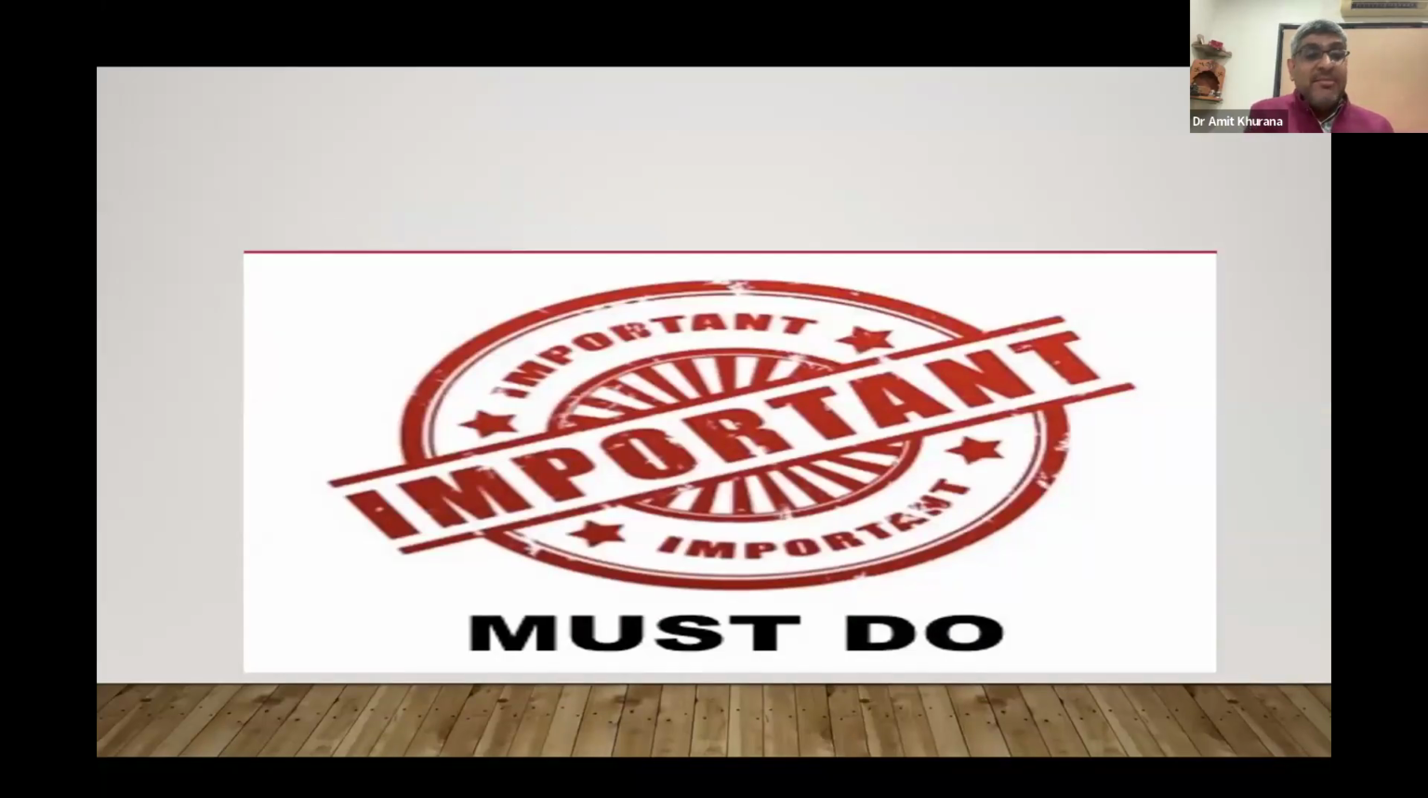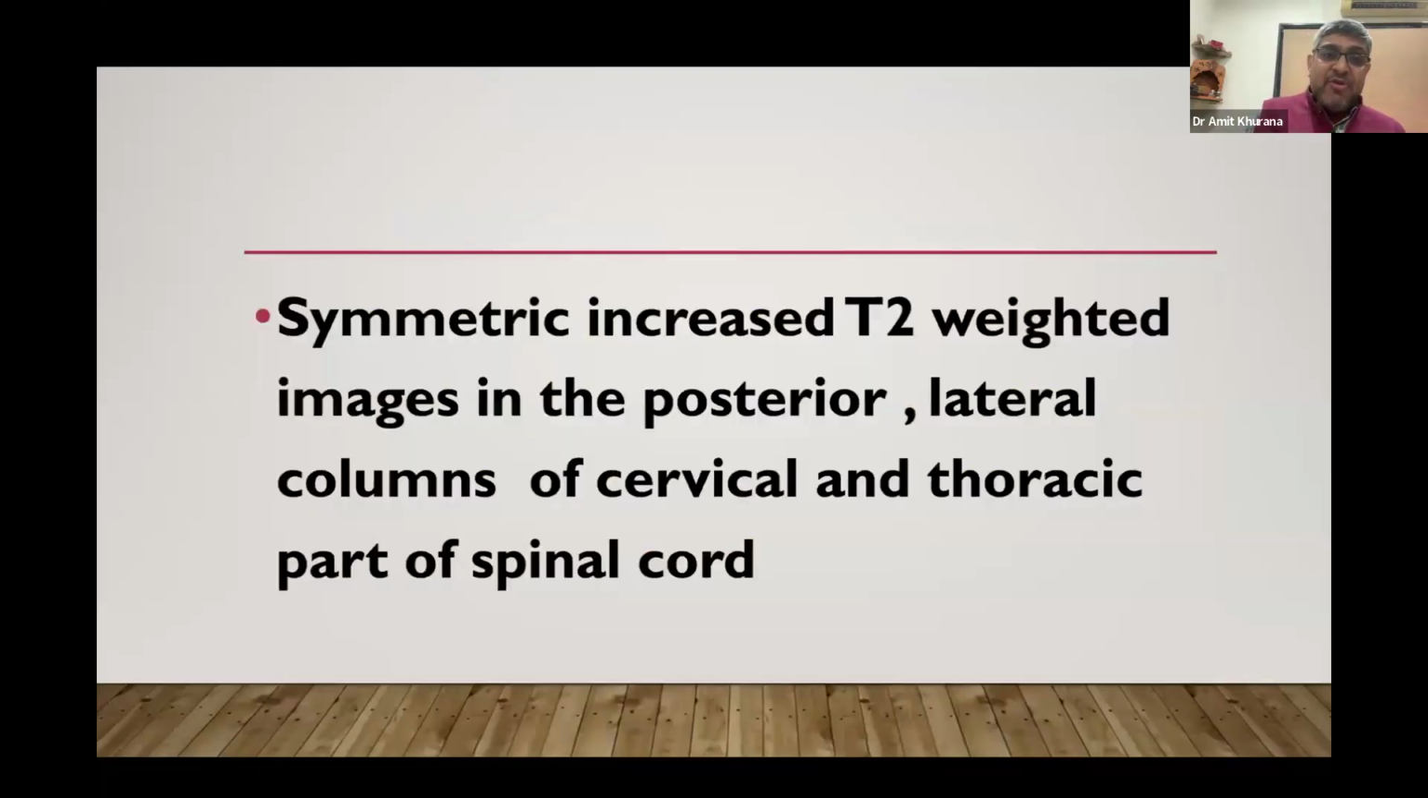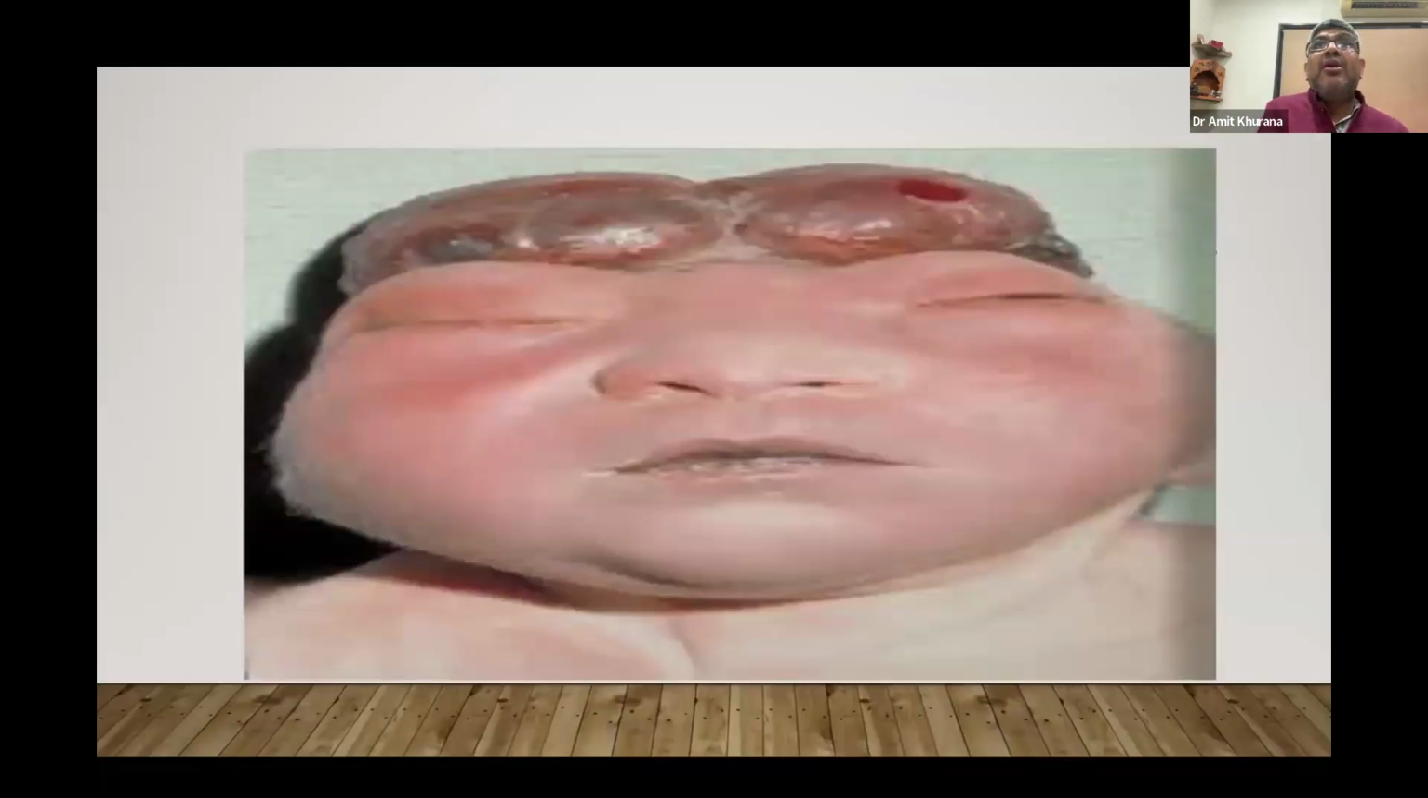So if you get all these symptoms, you must do certain tests. A very important test you must do is MRI brain and spinal cord. What you will see is symmetric increased T2 weighted images in the posterior lateral columns of the cervical and thoracic part of the spinal cord. And once you see that, you are dealing with subacute combined degeneration of the spinal cord.